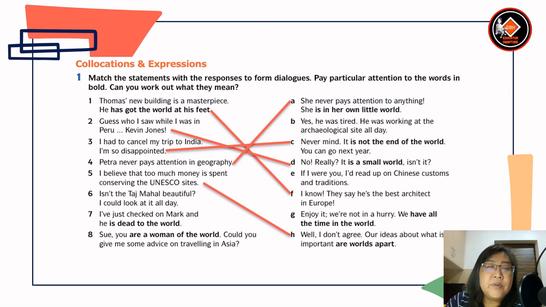Isn't the Taj Mahal beautiful? I could look at it all day. Enjoy it. We are not in a hurry. We have all the time in the world. I've just checked on Mark and he is dead to the world. Yes, he was tired. He was working at the archaeological site all day.